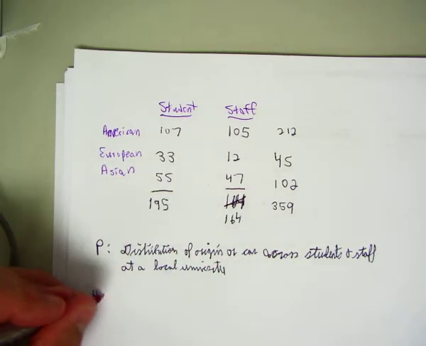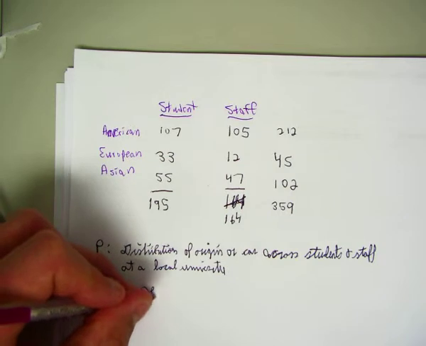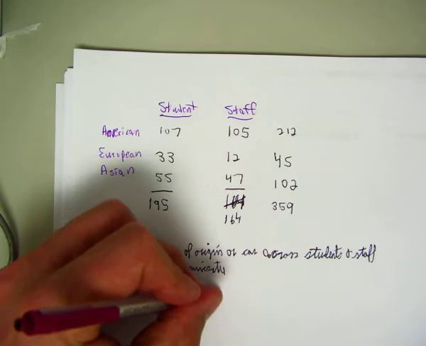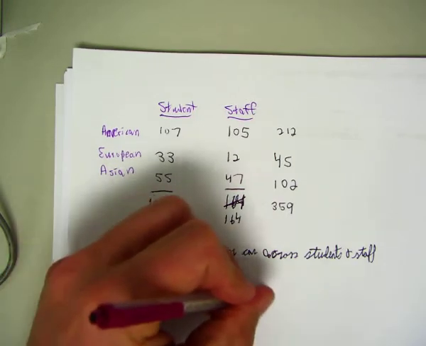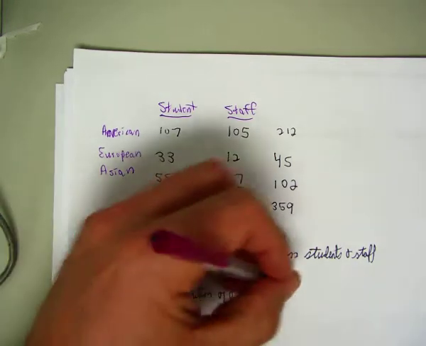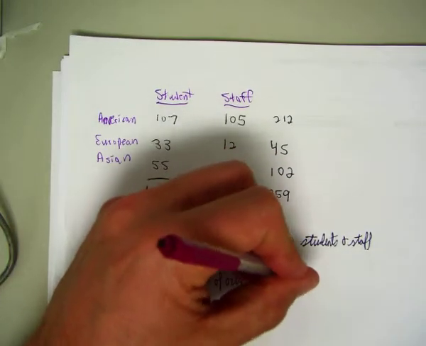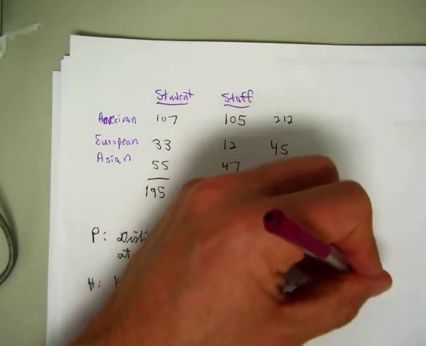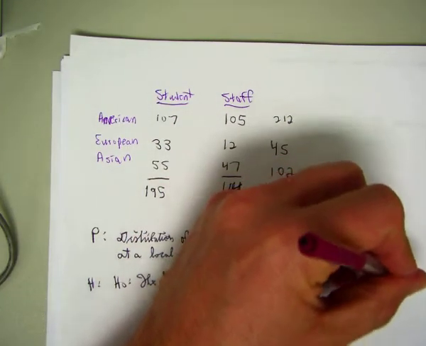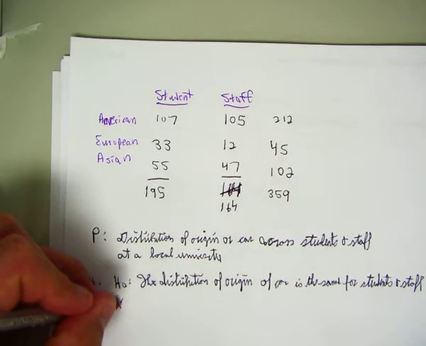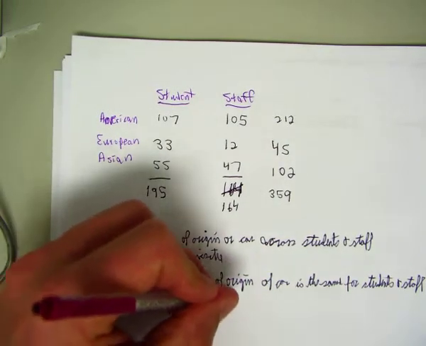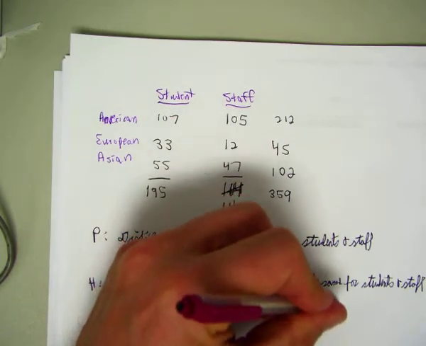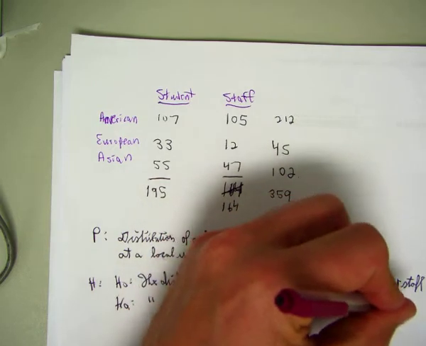Okay. The hypothesis, the null hypothesis, is the distribution of origin of car is the same for students and staff. And obviously the alternative hypothesis is the distribution of origin of car is not the same, or different. Okay?